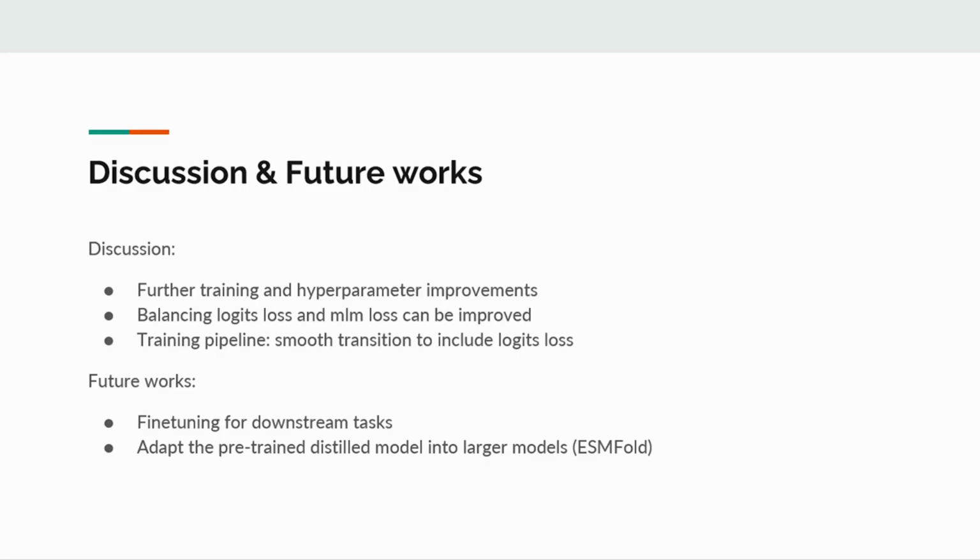So due to the limitations of our time, we probably could have done a lot more training. So I think further training and hyperparameter improvement would probably help improve our results by just a little bit. And we've noticed that the logit loss could be kind of unstable, and the KL divergence grows pretty large. So I think balancing and normalizing that better could help improve performance.